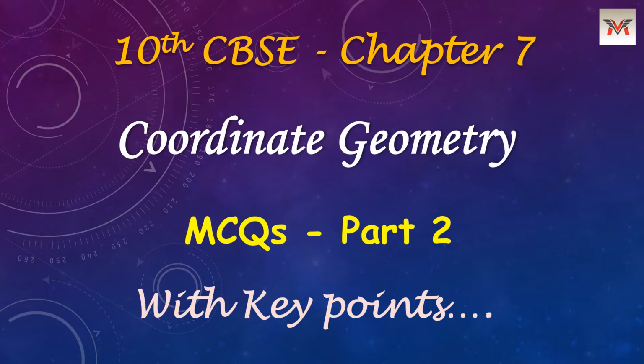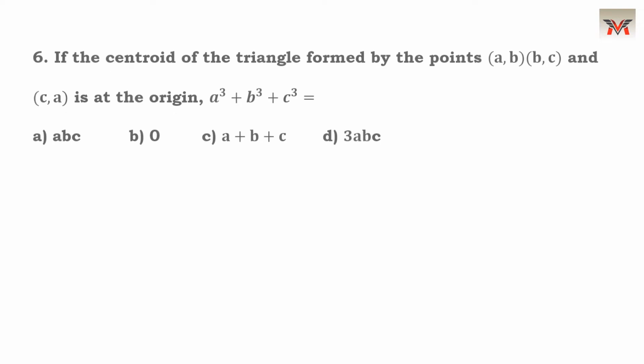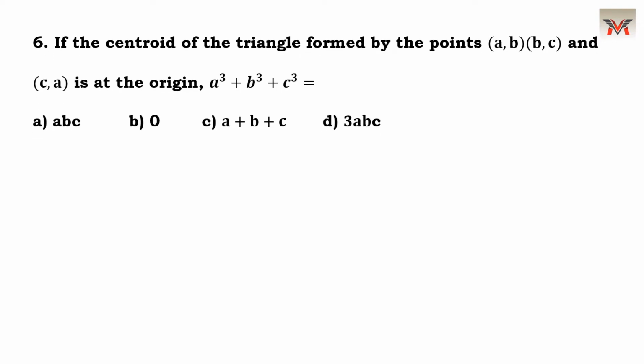Let us begin. Here is the sixth question. If the centroid of the triangle formed by the points (a, b), (b, c) and (c, a) is at the origin, that is (0, 0), what is the value of a³ + b³ + c³?